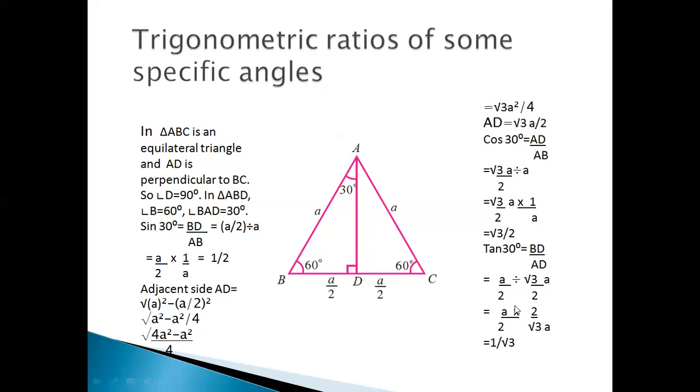So a by 2 into... when you convert this division into multiplication, we must write the second fraction as a reciprocal, that is why 2 by root 3a. Again the 2s are getting cancelled, the a's are also getting cancelled. So we got 1 by root 3. So tan 30 value is 1 by root 3.